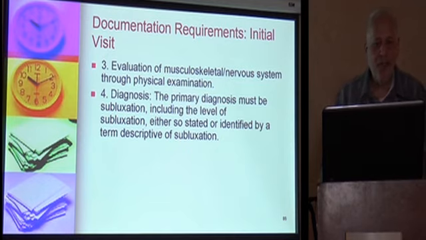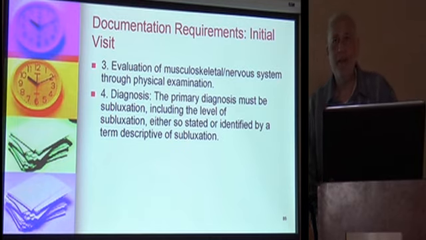Then, after you do your examination, so first you get where does it hurt, then you examine them and you come up with your true diagnoses. The first one is always subluxation. The second one is what you think is causing their pain. Now, if the subluxation is causing the pain, you can just put arthralgia as the second diagnosis, or even just have subluxation as both your diagnosis, as long as you've documented that there's pain in that area.